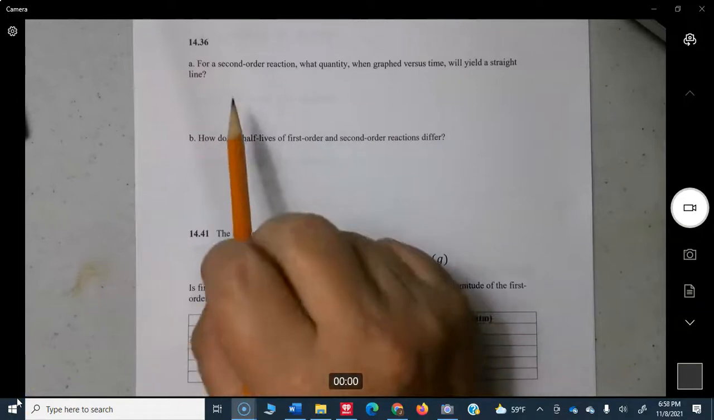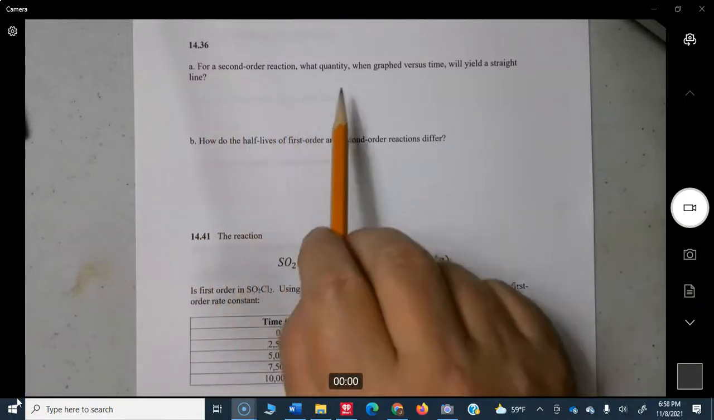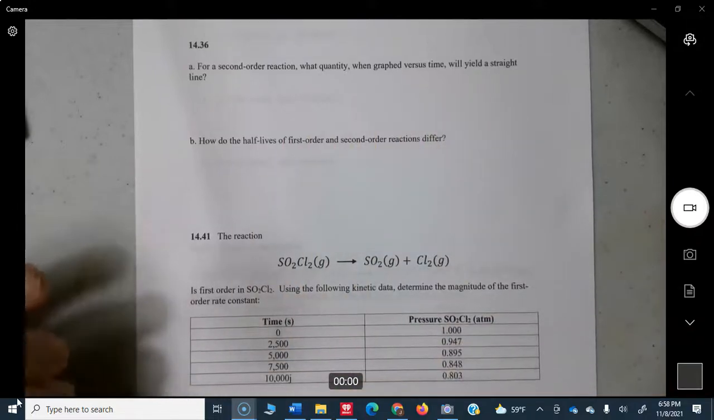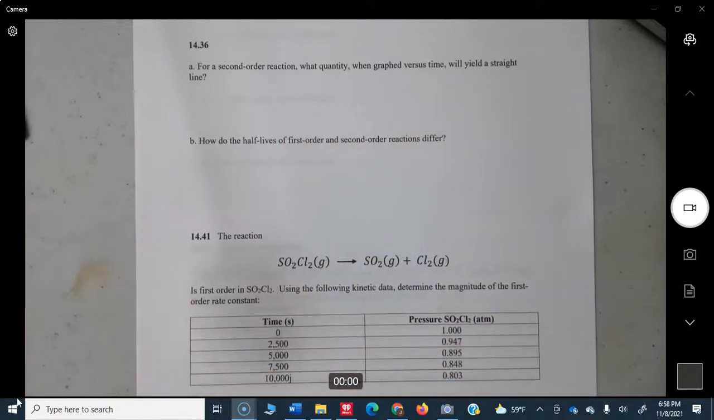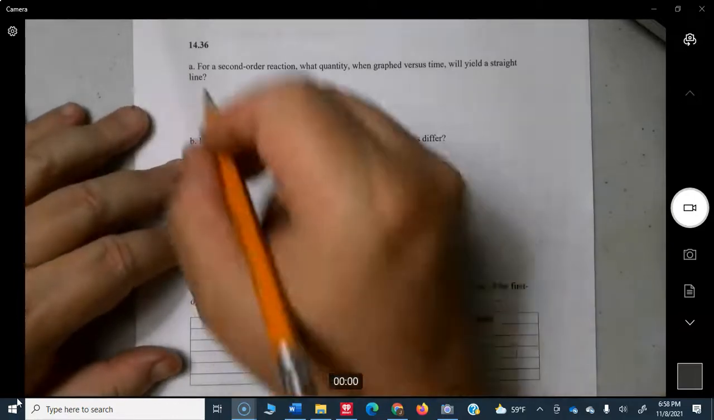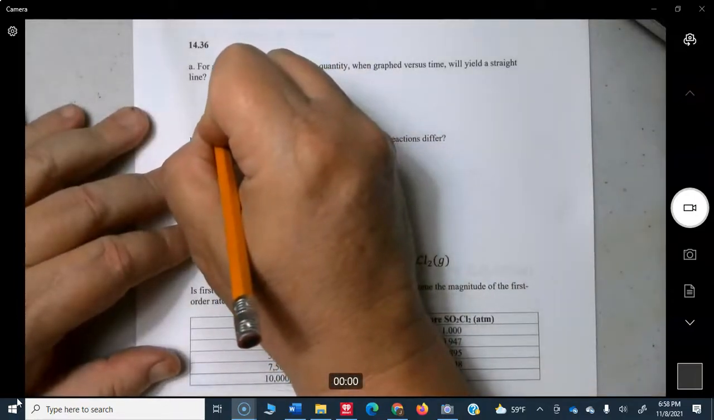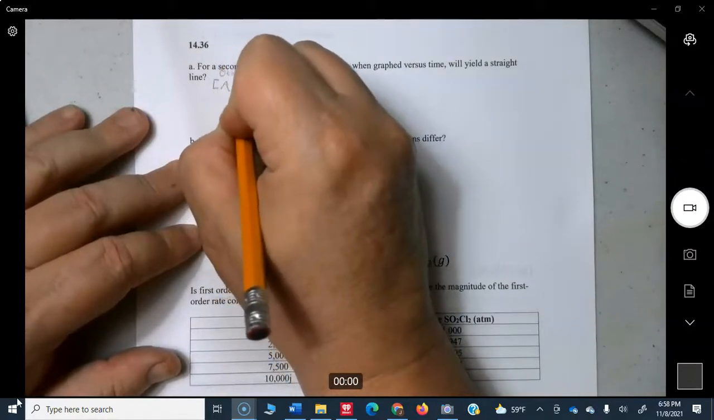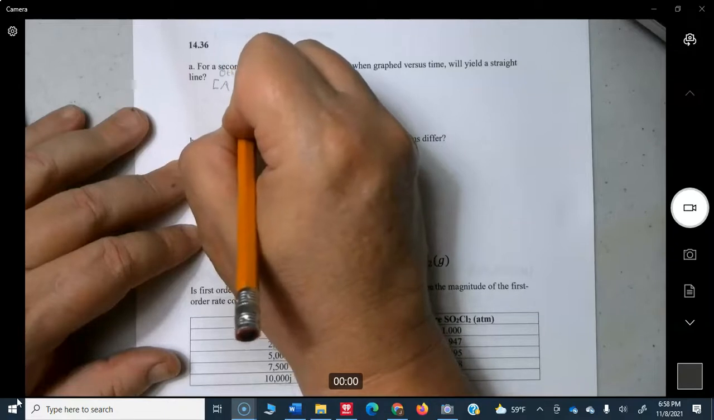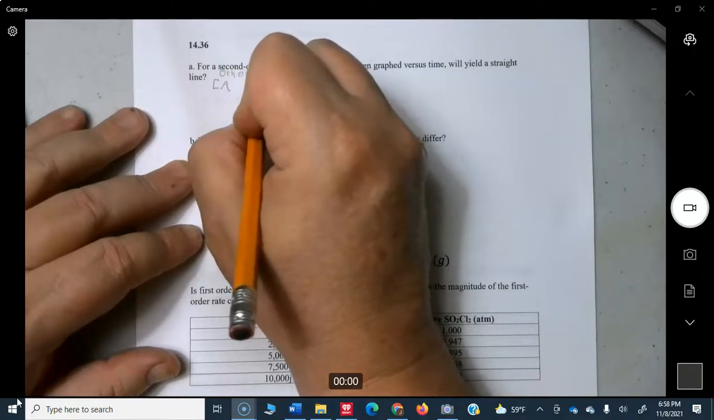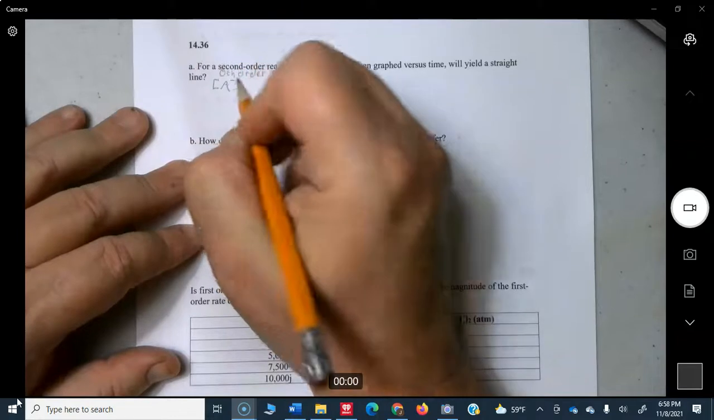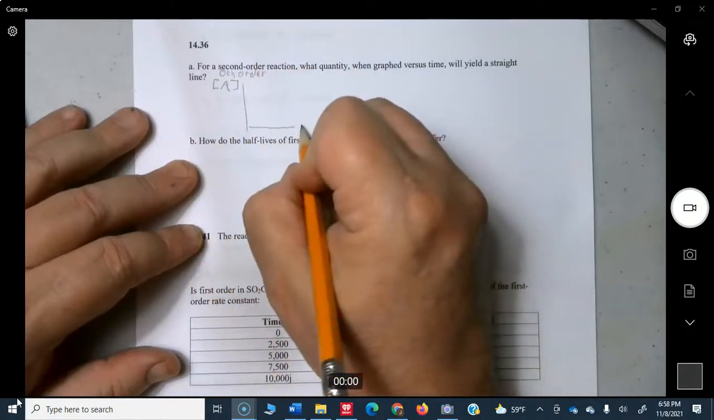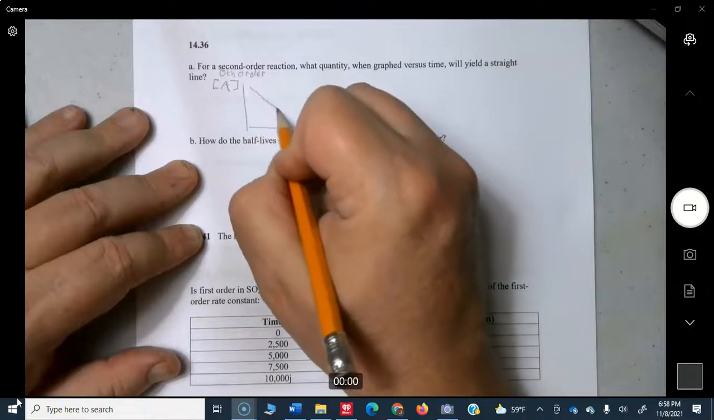Okay, 14.36. For a second order reaction, what quantity when graphed versus time will yield a straight line? So you should have these memorized for zero, first, and second. Let's do all three of them just to reinforce it. For a zeroth order reaction, when you graph the concentration versus time, you get a negatively sloping straight line.